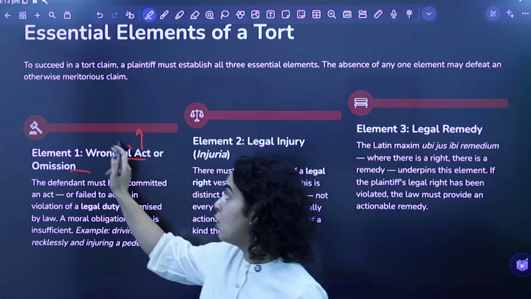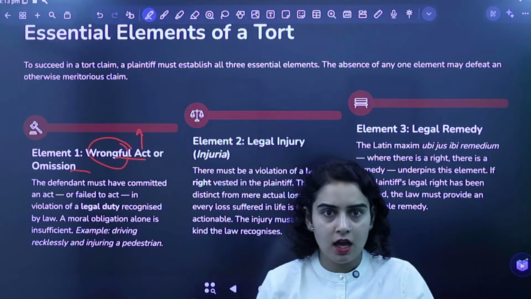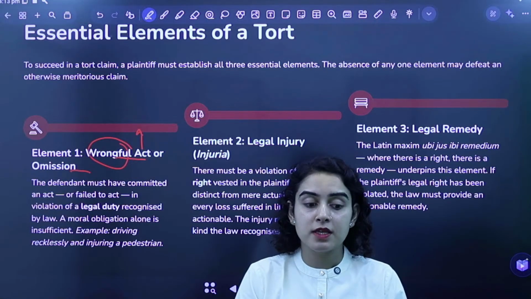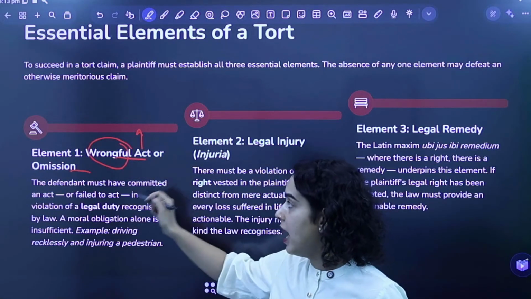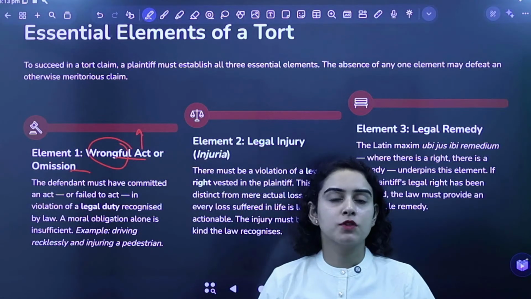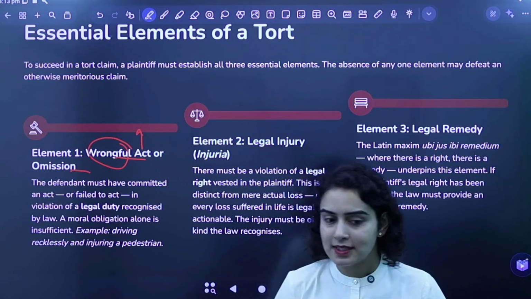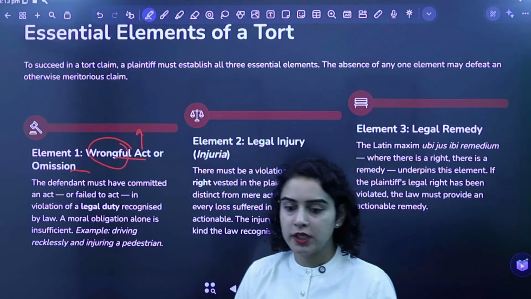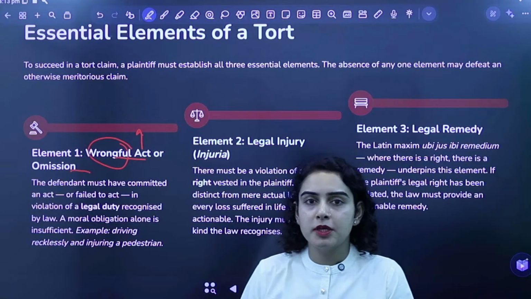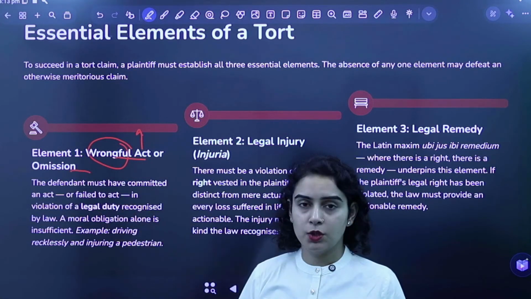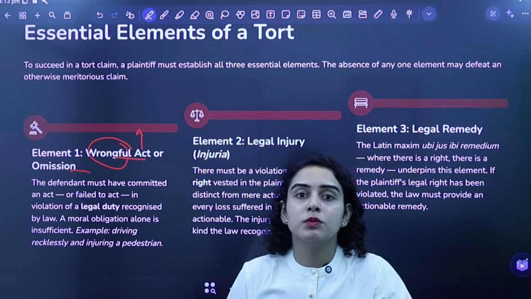What are we saying here? Wrongful act. कुछ भी ऐसा करना which is not correct. Doing something which is not correct, doing something wrong. Okay? Wrongful act. Omission means not doing something which you are supposed to do. Now let's say, right, let's say you are a school student and it is your responsibility to go to the school every day, but you do not do it. So you have done an omission here.